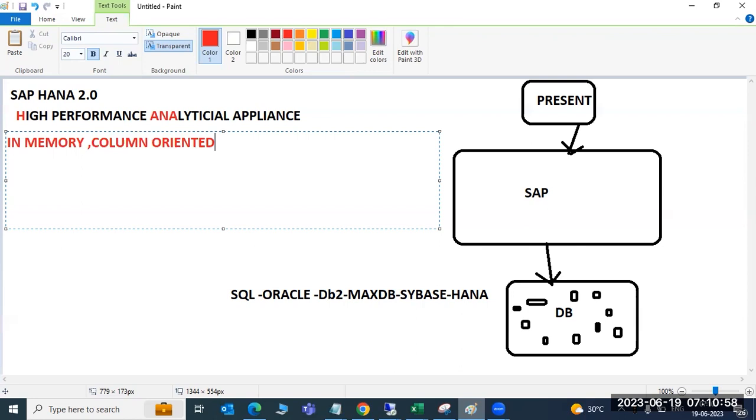When you are accessing the data in column oriented databases, it has faster access. Which means it will quickly go and store, and go and pick up the data from the database level. That is the advantage we have. And also, this database is developed by SAP. SAP is the partner.